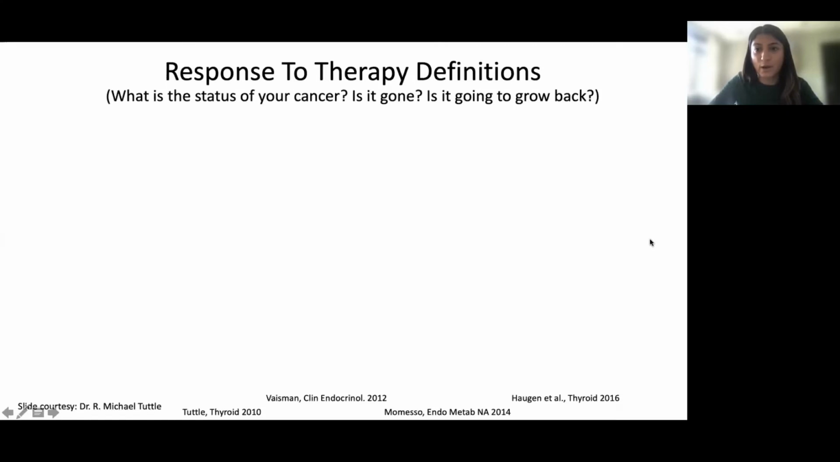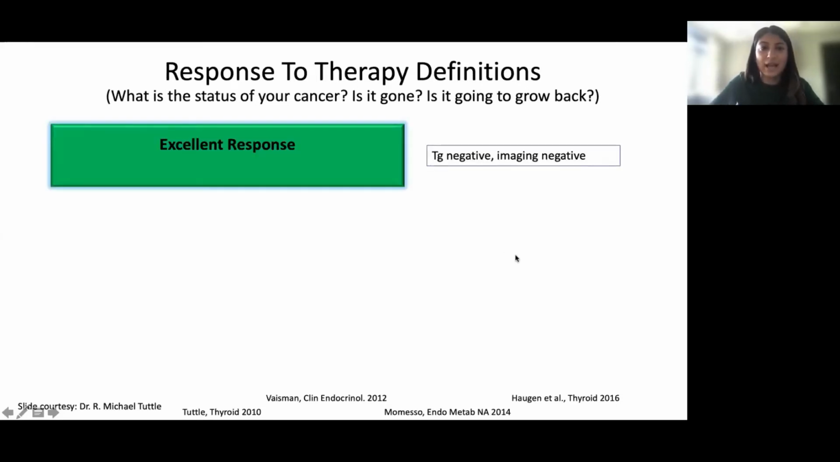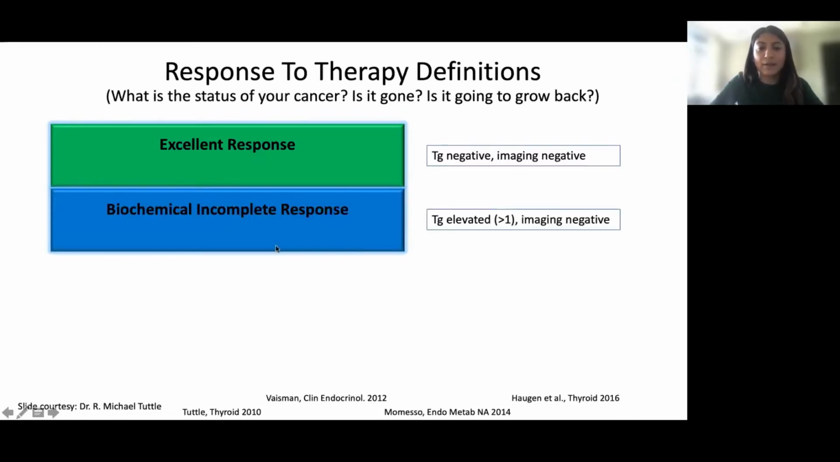So that's where response to therapy definitions come in. And what that really means is, what's the status of your cancer? Is it gone? Is it going to grow back? What's the chances of that? And so these definitions are basically excellent response. And that means that your tumor marker is negative and your imaging, usually a neck ultrasound, is negative. There's a category called biochemical incomplete response, and that means your tumor marker is up, but we can't find anything on the imaging. It's just the blood work that says that there's some TG hanging around.